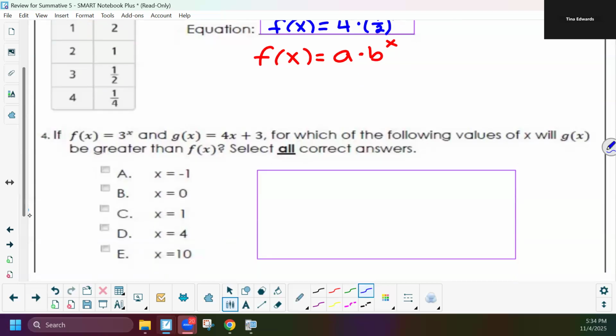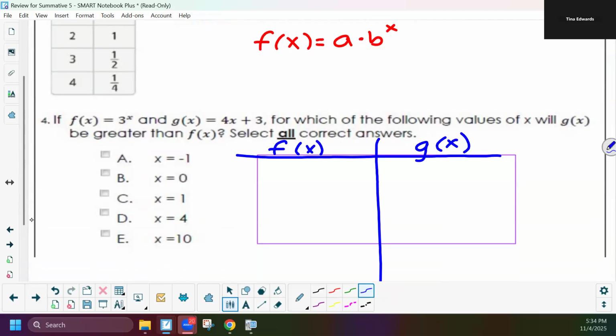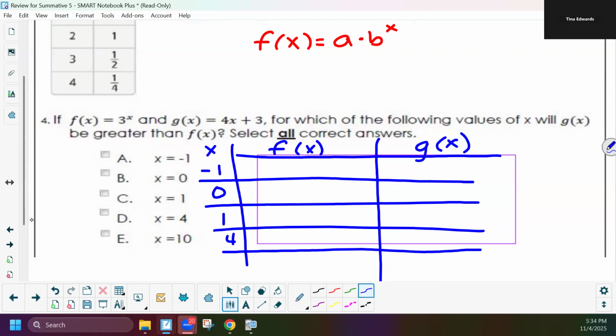All right, for the next one, I'm going to show you guys how to work smarter, not harder on this one. We're comparing two functions. The f of x function is an exponential function. The g of x is a linear function. So we're going to make our own little table here. We have f of x and we have g of x. Okay, and we're going to test out all of these x values that are here in the table. So we're going to say when x is -1, when x is 0, when x is 1, 4, and 10.